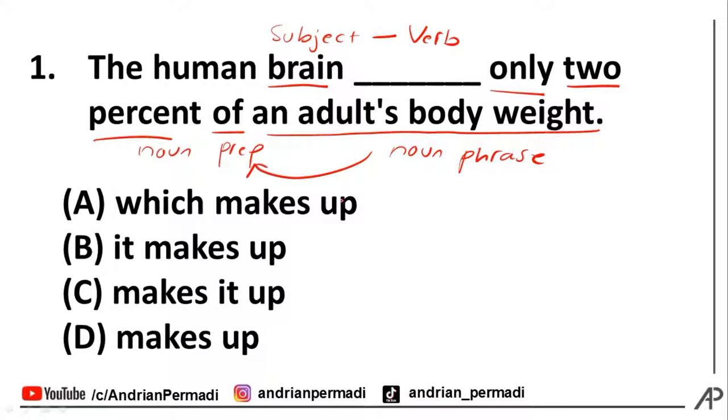Now let's try to find, in the following choices, the first word that functions as a verb. A is a connector or conjunction, so we can eliminate A. B is a pronoun, so we can eliminate B. Makes is a verb, and D, makes, is a verb as well. Now the answer for this question is D, because C has the pronoun it, and in this sentence we don't need the pronoun it as the object of the sentence. That's why the answer is D for number one.